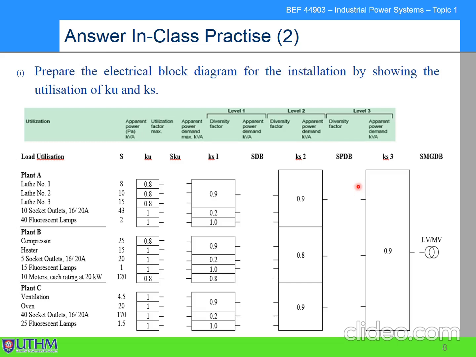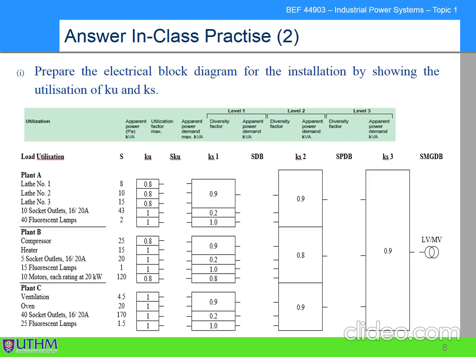Then to get the SPDB, this one is the third level. We have to times all the load connected here by the diversity factor, and then times 0.9 to get the SPDB. The same goes for plant B: all the total connected load here, we times with 0.8 to get the total SPDB.